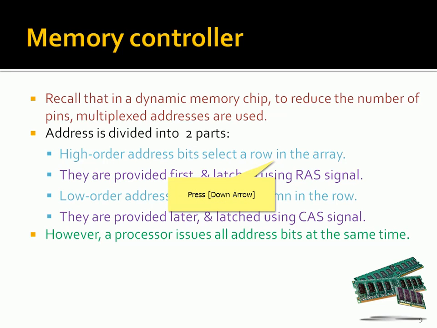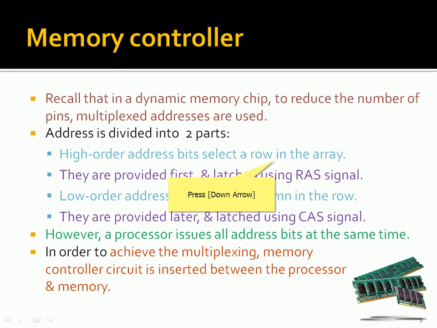However, the processor issues all address bits at the same time. All these bits will be generated from the processor. Once generated, the memory controller is going to split this address into row and column. In order to achieve that multiplexing, the memory controller circuit is inserted between the processor and the memory. So the memory controller sits between the processor and memory.